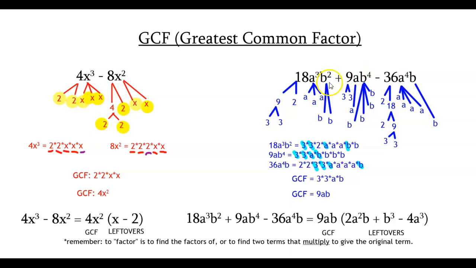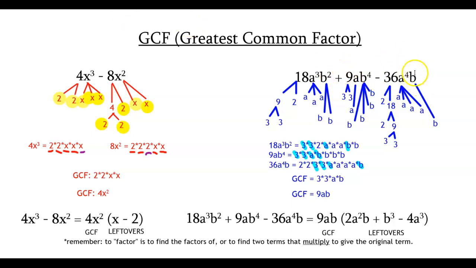Now, as far as the letters or the variables are concerned, the trick is to look at all of the same variables and find the smallest exponent. A to the 3rd, A to the 1st, there's no exponent, so we call it to the 1st, and then A to the 4th. The smallest exponent is A to the 1st, so A to the 1st is going to be in our GCF. Similarly, here's B squared, here's B to the 4th, and here's B to the 1st, right?